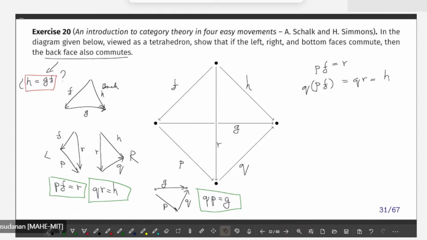So far we have used this one once, this also once, and then associativity tells you that this can be changed to QP after F. I'm explicitly showing associativity for the first example, but again, we take it for granted. So this is equal to G after F. So GF is equal to H. So done.